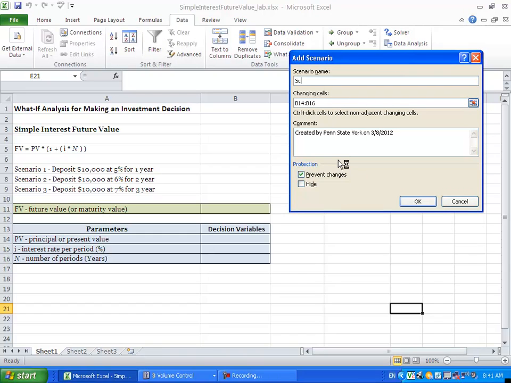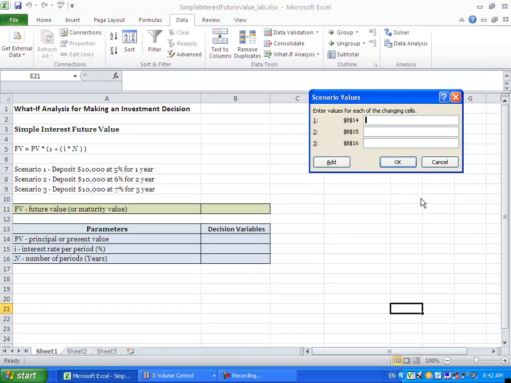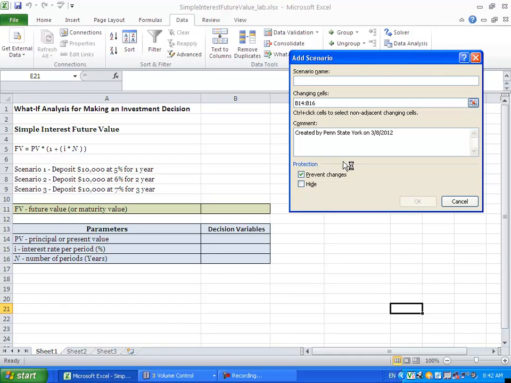Now we can add scenario two. Give it a name. Changing what cells? Well, we're going to change the exact same cells, the exact same parameters with the decision variables in B14, 15, and 16. We don't need to do anything. We can move on. For B14, scenario two, $10,000 again. Our interest rate this time is 0.06. And the number of years for our money is 2. Click add.